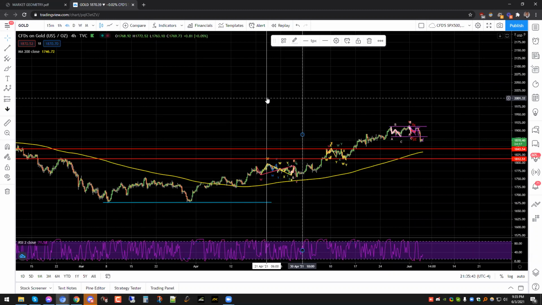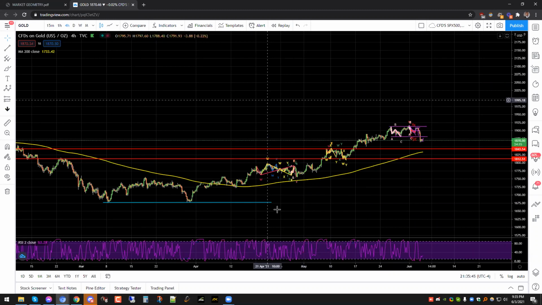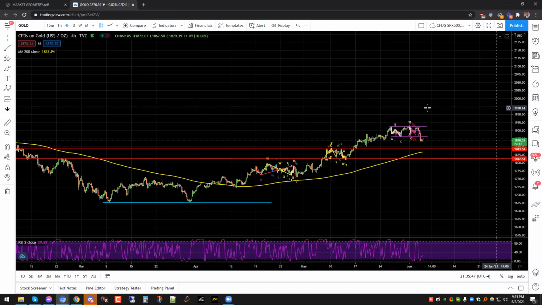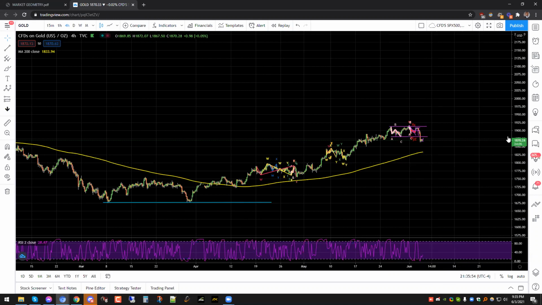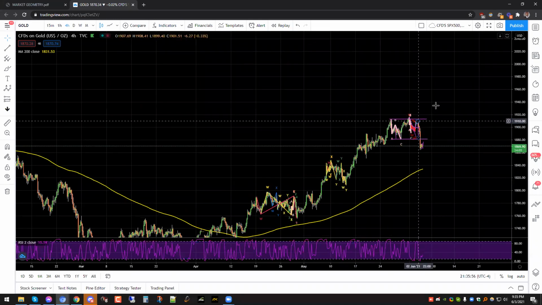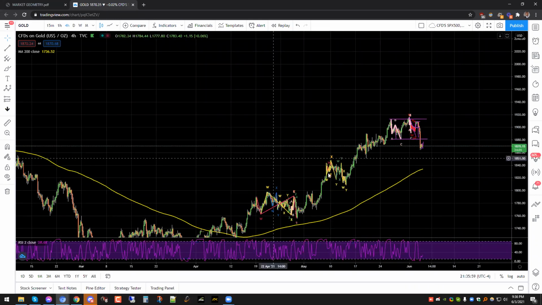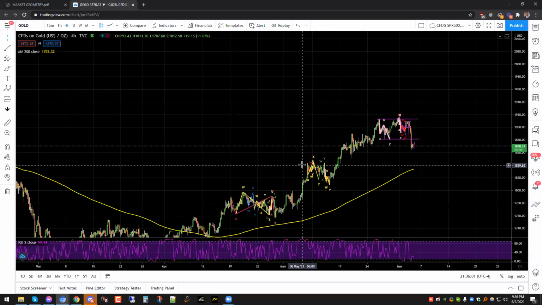Let me just remove these lines. All right, so I'll expect price to come back to the upside one more time. Let's remove that. I'll expect price to come back to the upside one more time. Now, let's do some more market geometry.